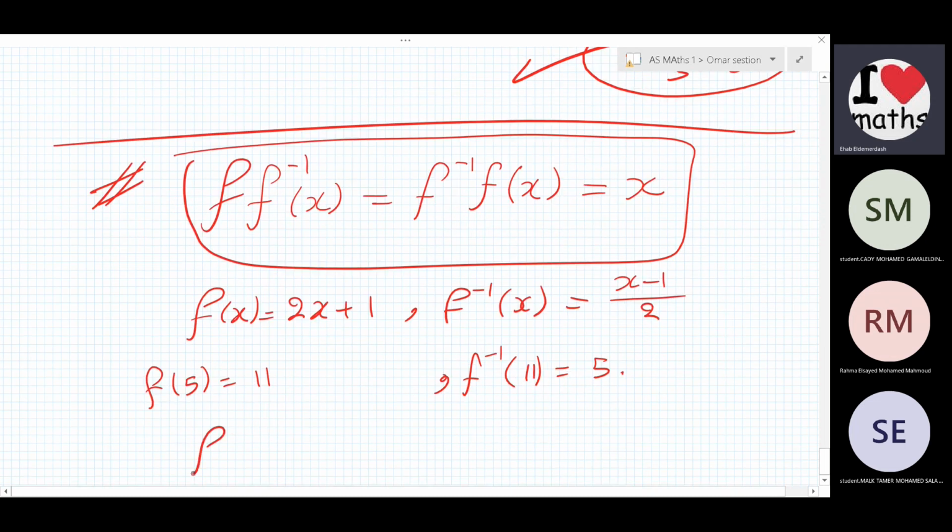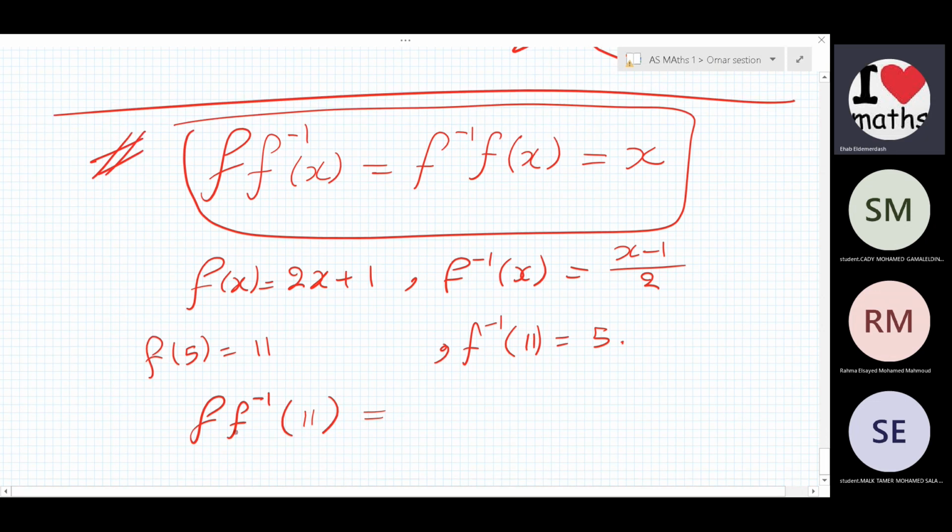If I said I need you to go for the inverse of the 11, I'm starting from inside to outside, right? So the inverse of the 11 is equal to what? 5. So I will replace this one by 5. Now f of 5 is equal to what? 11. So I kept it as 11. Am I clear or not?